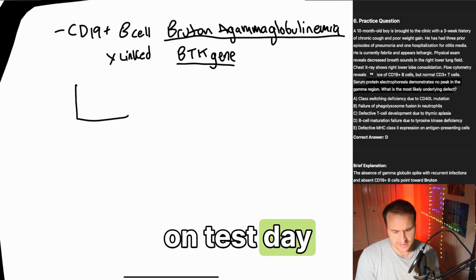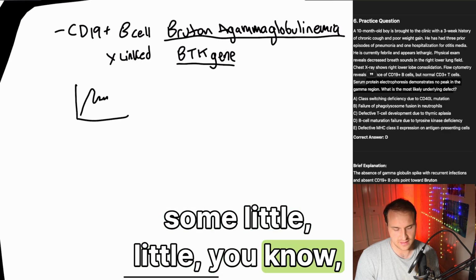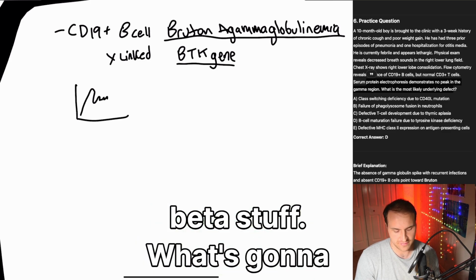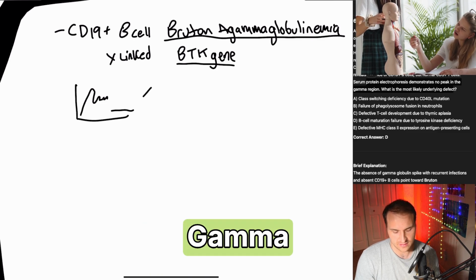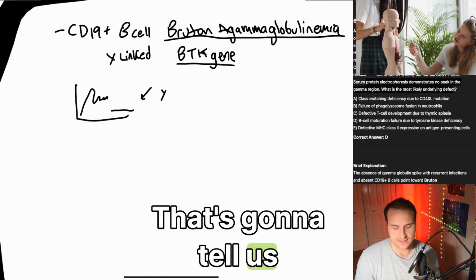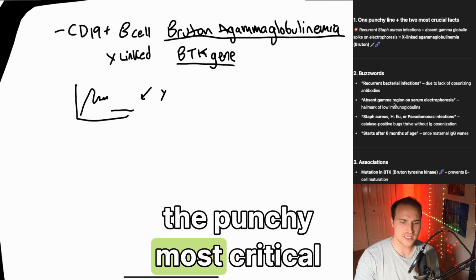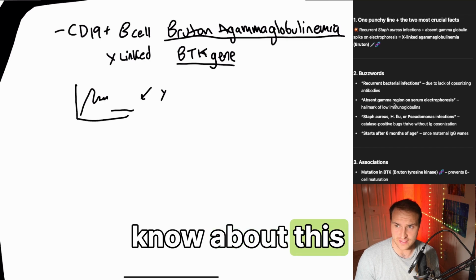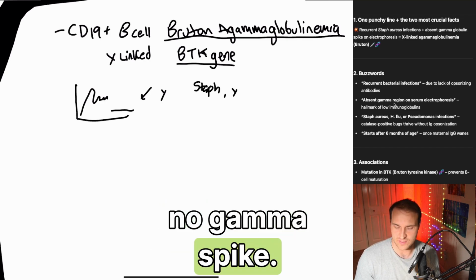And so on test day, you might see a graph that looks like this. You've got your alpha, your beta stuff. What's going to happen is whenever we get to that gamma region, it's going to be low. Gamma is going to be low. That's going to tell us that we're looking at BTK. The punchy, most critical facts that I need you to know about this for Step 1 success is we have recurrent staph, no gamma spike, and so it's Bruton.